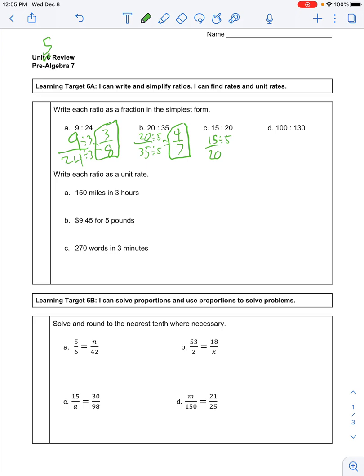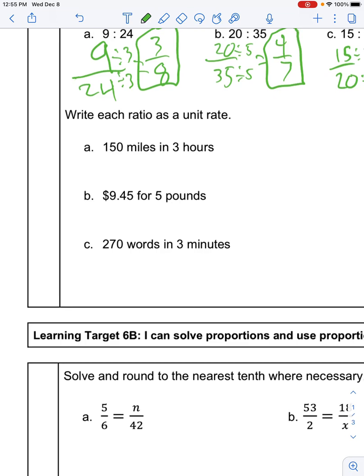Kind of the same idea over here, 15 over 20. I know that they end in 5 or 0, so I'm going to try to factor out a 5 and get 3/4. And last but not least, I see that these both end in zeros, so I'm going to try to factor out a 10, and I'm going to be left with 10 over 13.